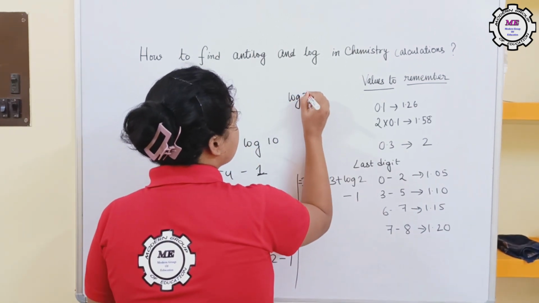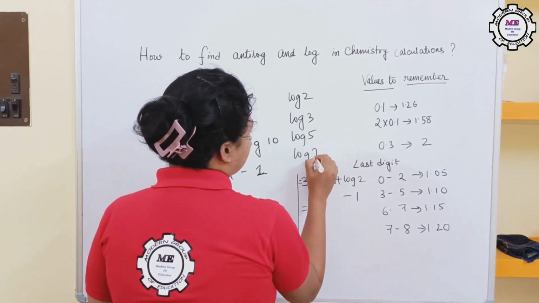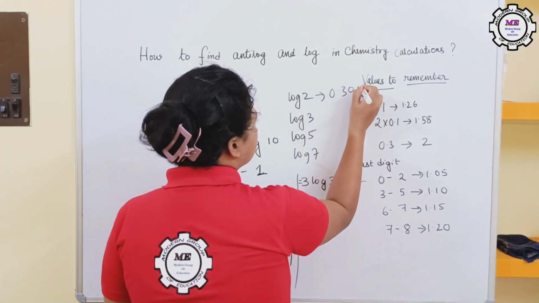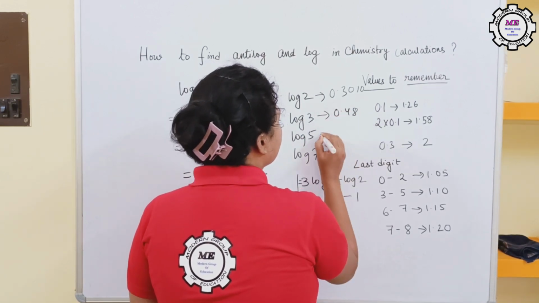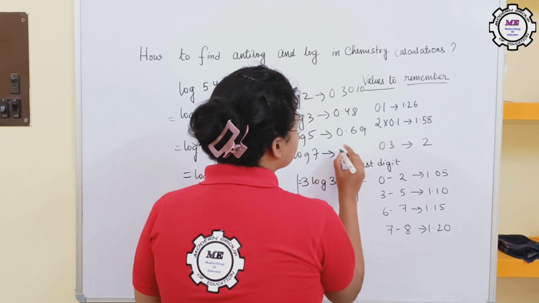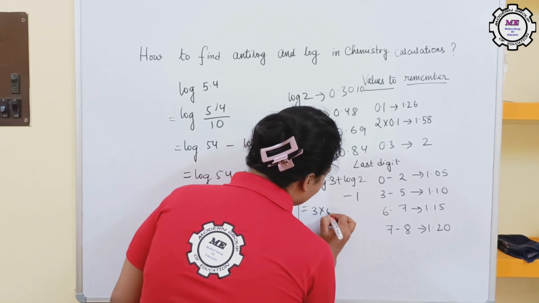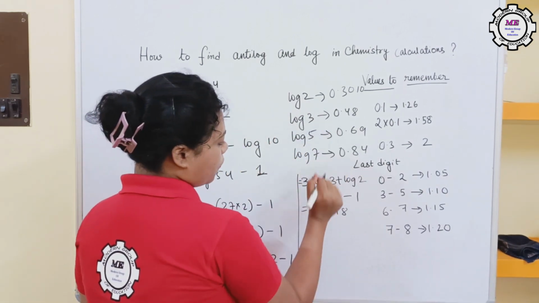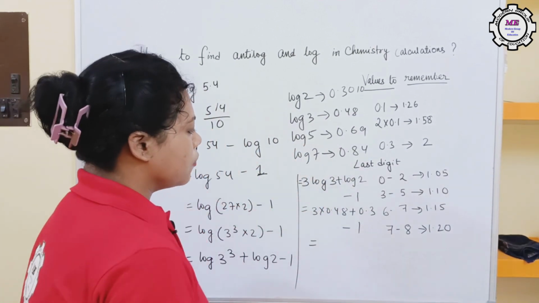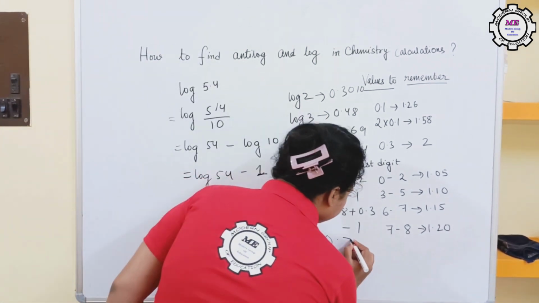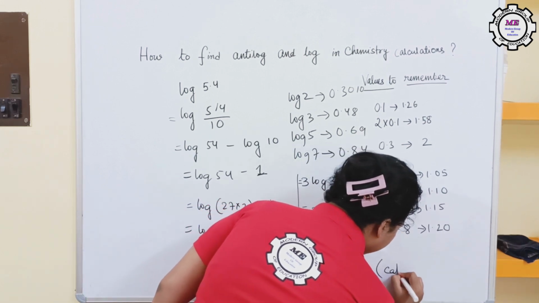Again, log 3, log 2, you have to know the values of log 3, log 5, log 7. Log 2 is 0.3010, log 3 is 0.48, log 5 is 0.69, and log 7 is 0.84. Okay, so if I take the value of 3 into 0.48, because log 3 is 0.48, plus log 2 is 0.3, and minus 1, your answer will be 0.741, which is equivalent to 0.732 if that is calculated by calculator.